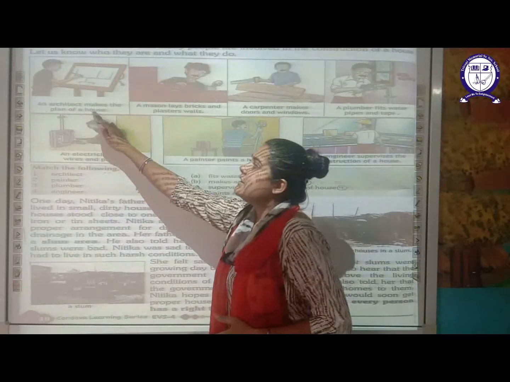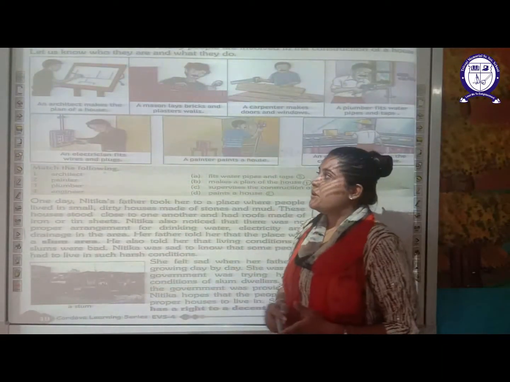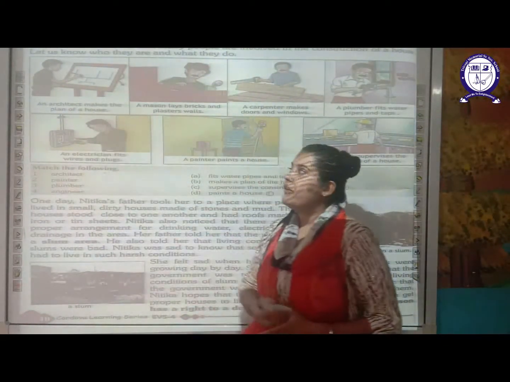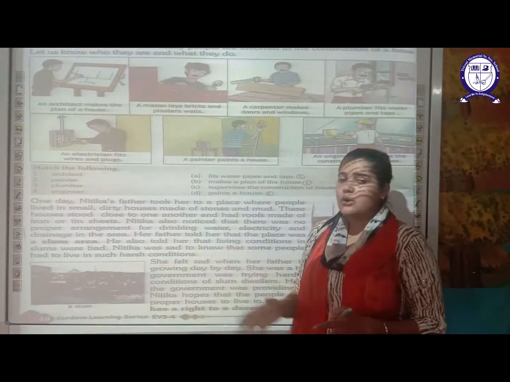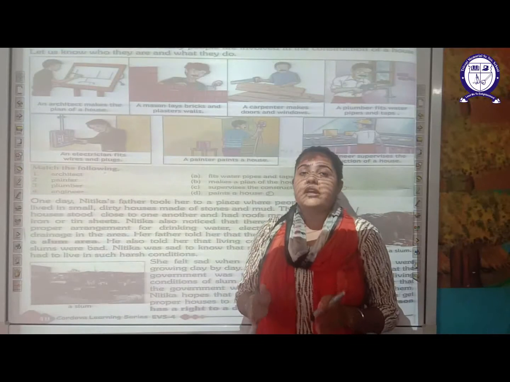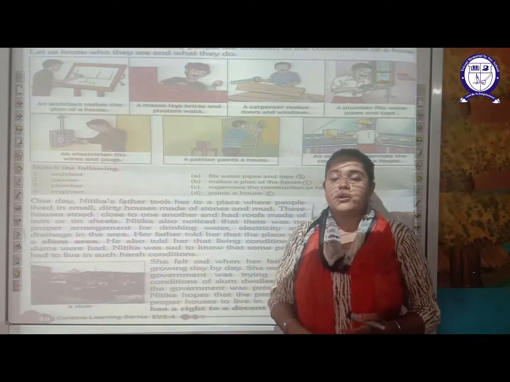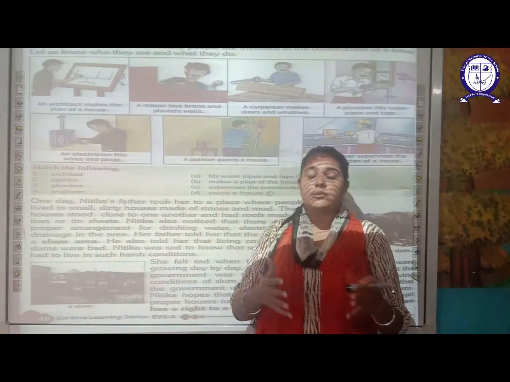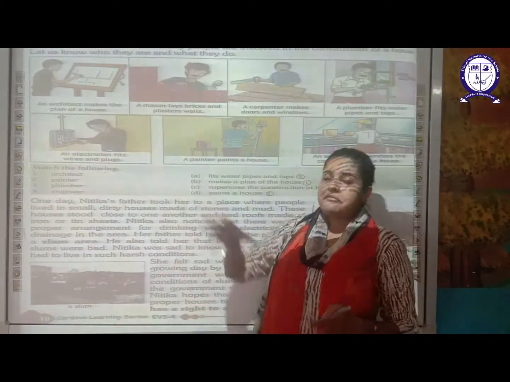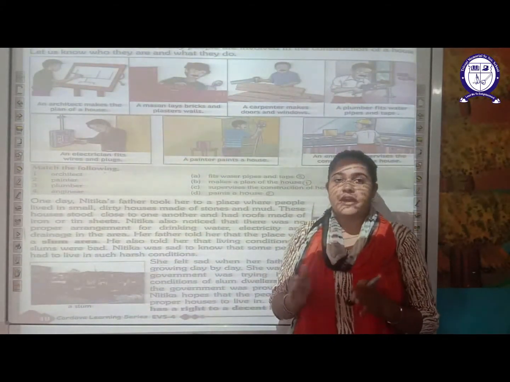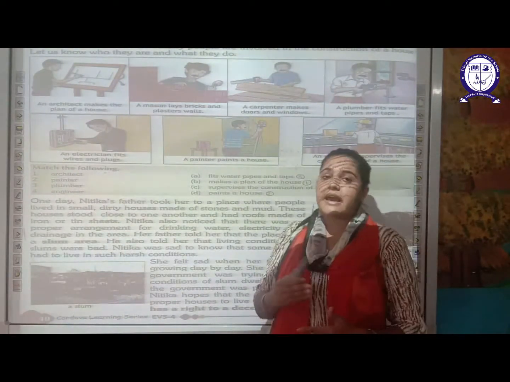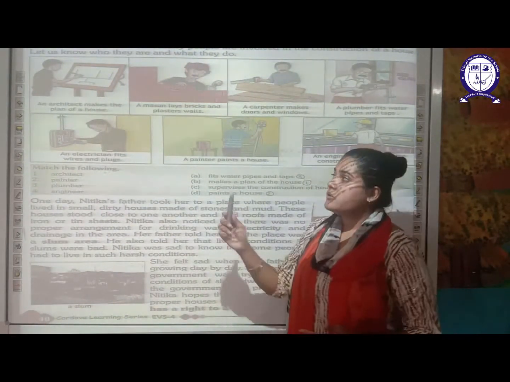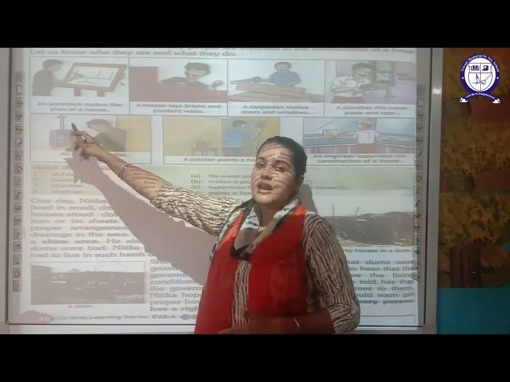The first one is an architect. An architect is a person who makes the plan of a house. Before a house is constructed, every room, that is your drawing room, living room, kitchen, bathroom, bedroom, has to be planned, where you have to build that particular room. So in that case a design is required, a plan is required. That plan is made by an architect.